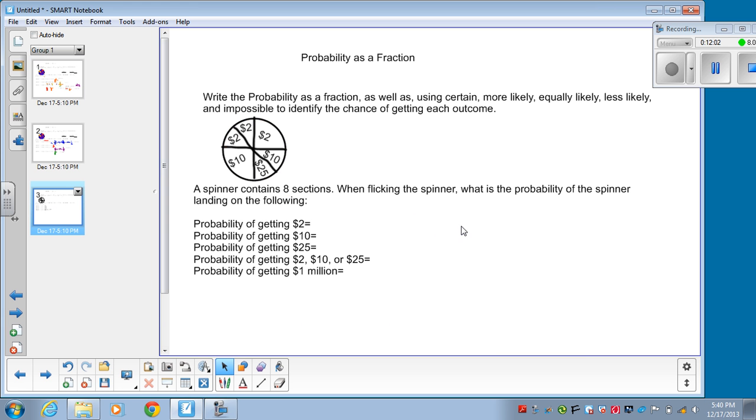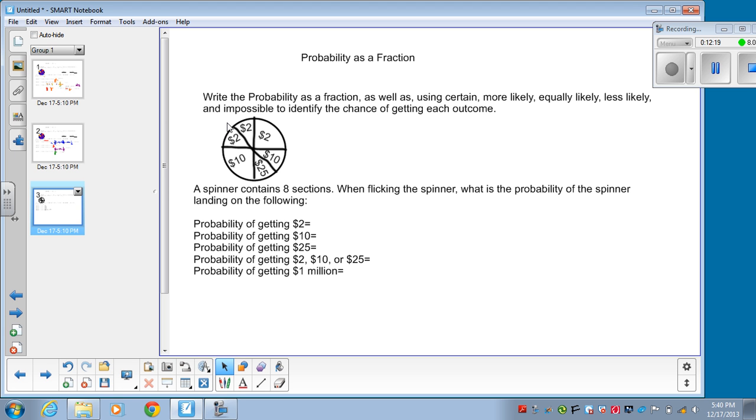Next one. This is money. We all love getting money. Write the probability as a fraction, as well as using certain, more likely, equally likely, less likely, and impossible to identify the chance of getting each outcome.